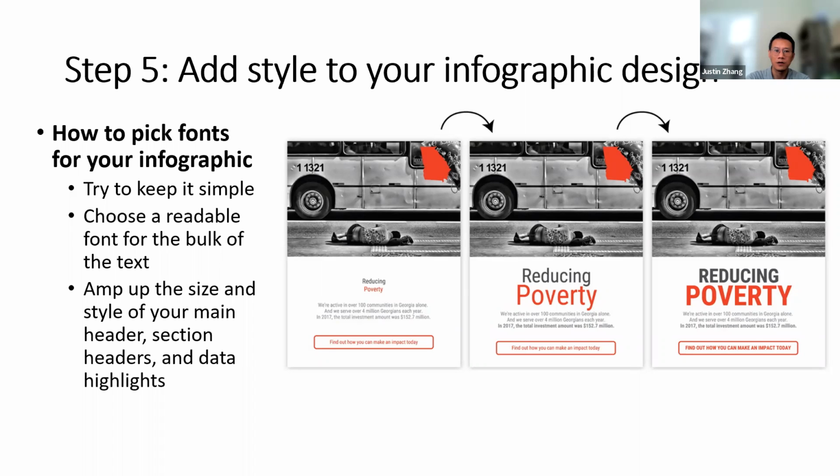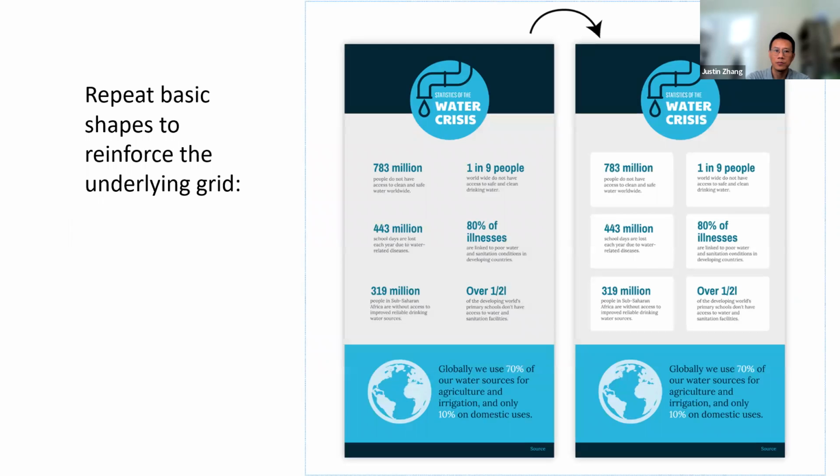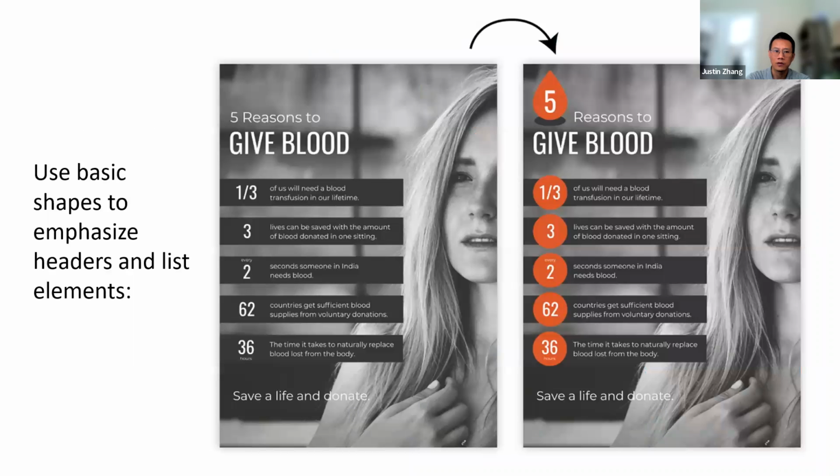So you can pick particular fonts and make them bold and highlight specific words to make them stand out. And sometimes it's useful to use repetition, consistency, and alignment in your infographic. Like you need to repeat basic shapes to reinforce the underlying grid in this example. And we can also use basic shapes to emphasize headers and the list elements.